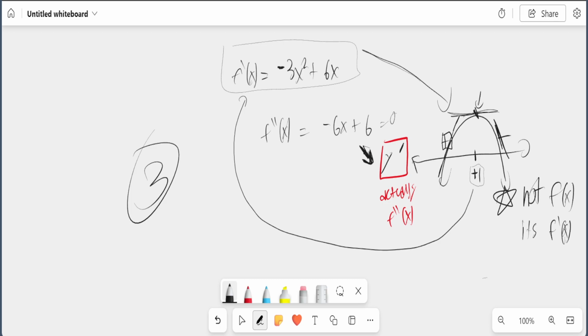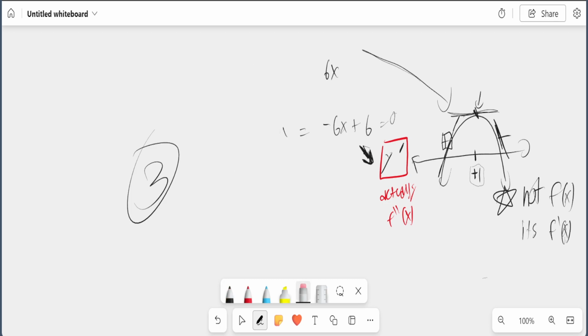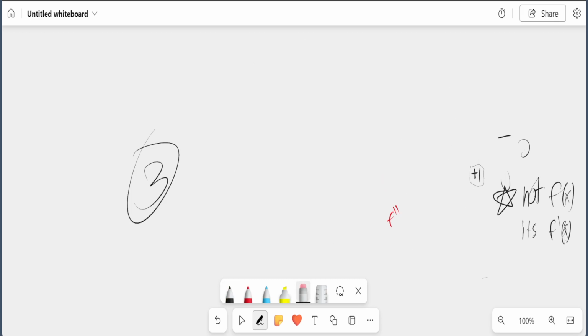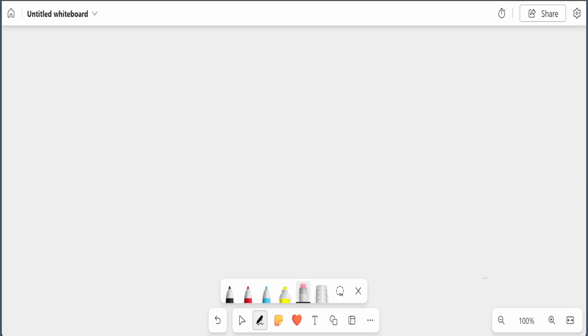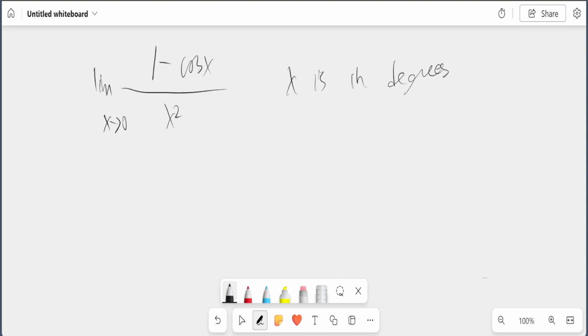Oh, this one's actually cool. Hold up. This is actually a problem that even I couldn't do. I was actually messed up after seeing this problem. So it is the limit as x goes to 0 of 1 minus cosine x over x squared. But here's a catch: x is in degrees. It's actually kind of crazy. So what do you think?